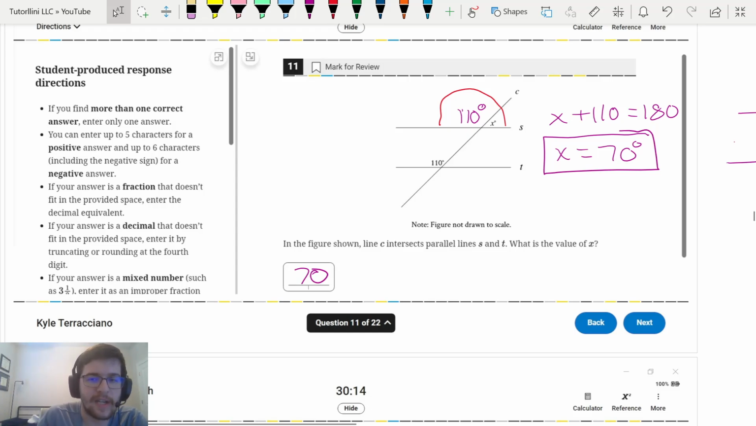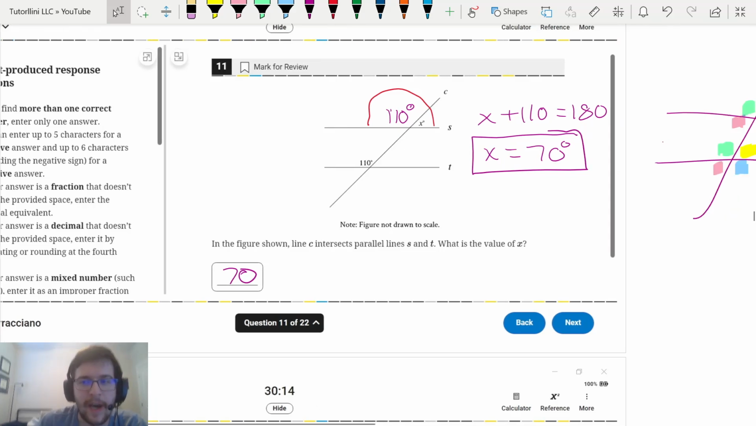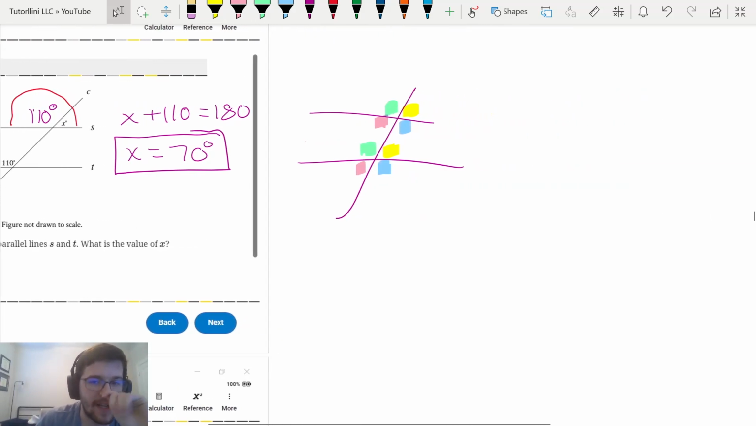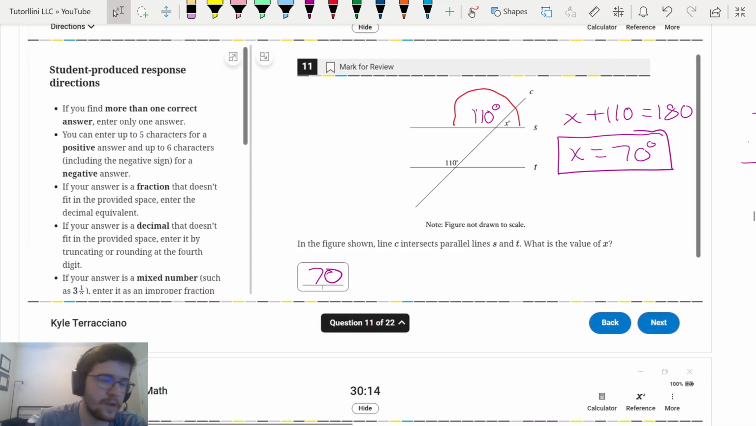Bunch of ways to do this. To me, that was the easiest way. But you could have found the supplement first and then set them equal, or you could have done something different. Or you could have said alternate interior angles were equal, whatever. But I always tend to fall back on the corresponding angles because I think that's the easiest to remember. All right, let's keep going.